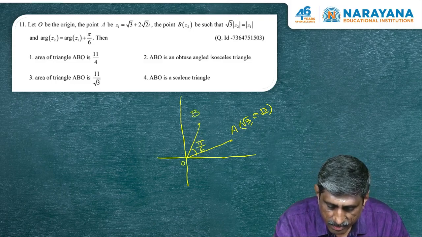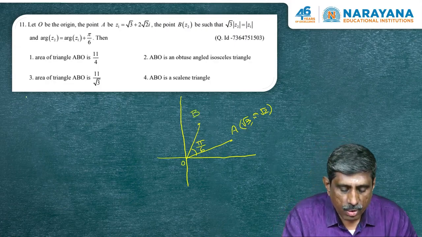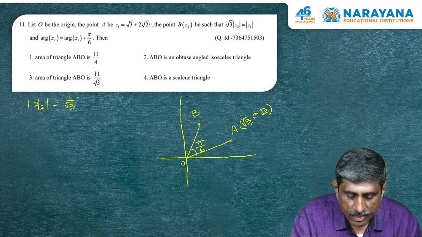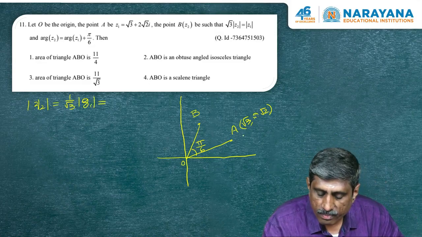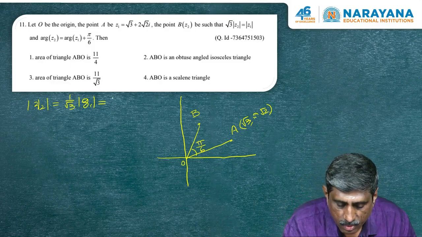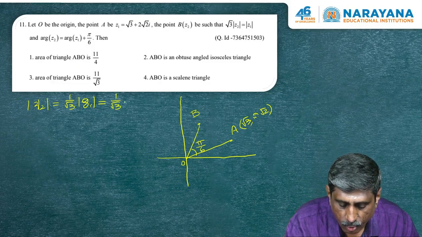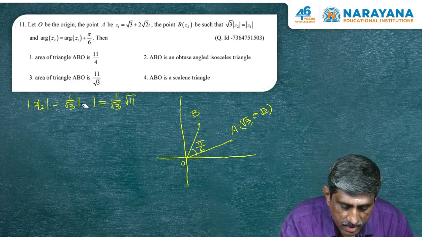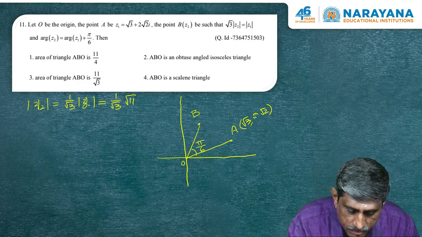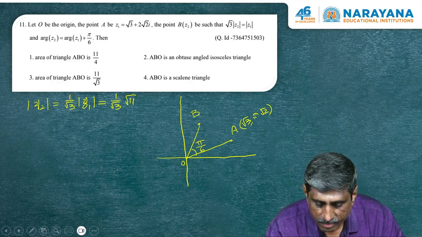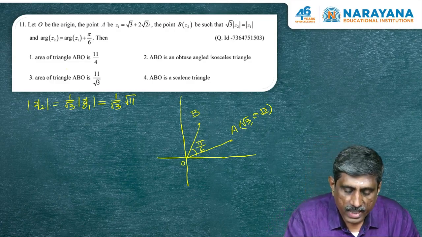This is the point B, and it is given that modulus of Z2 is equal to 1 by root 3 times mod Z1. And what is mod Z1? It is square root of 3 plus 8, which is root 11. So, it is 1 by root 3 times root 11. This is Z1, and this is the point Z2. So, we are getting the point B, which is Z2. Now, what are the options?